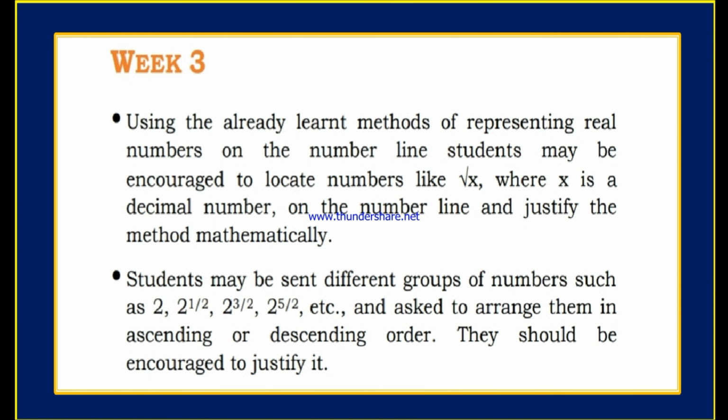Using the already learned methods of representing real numbers on the number line, students may be encouraged to locate numbers like root x, where x is a decimal number, on the number line and justify the method mathematically. The second point, students may be given different groups of numbers such as 2 to power 1 by 2, 2 power 3 by 2, 2 power 5 by 2, etc. and asked to arrange them in ascending or descending order, and they should be encouraged to justify it.